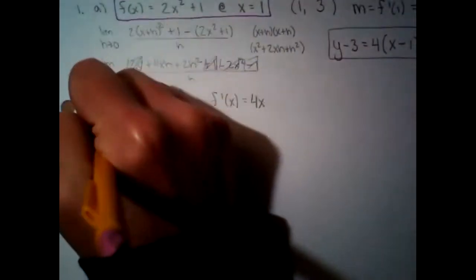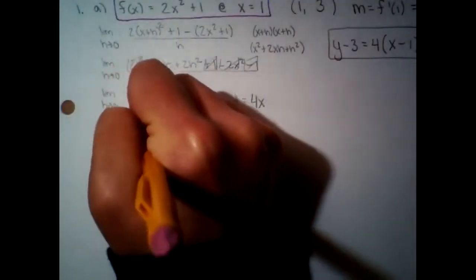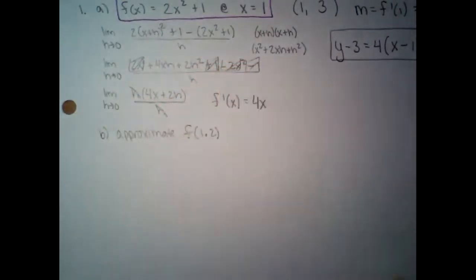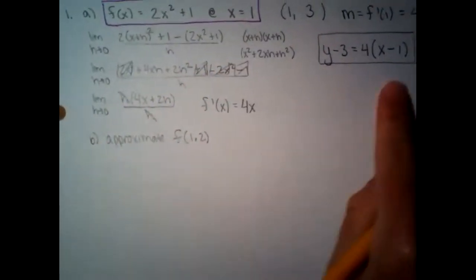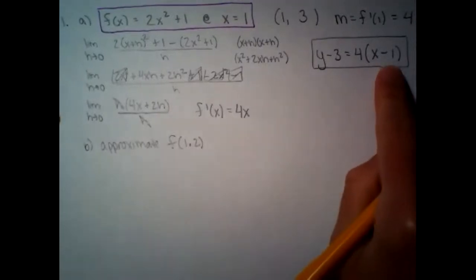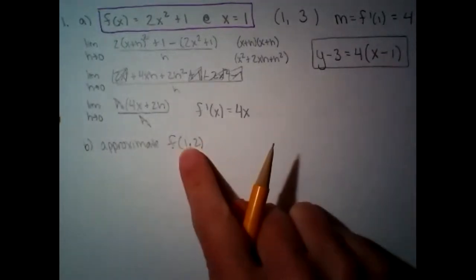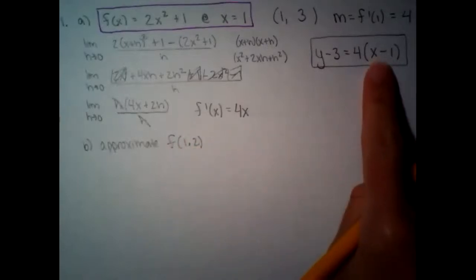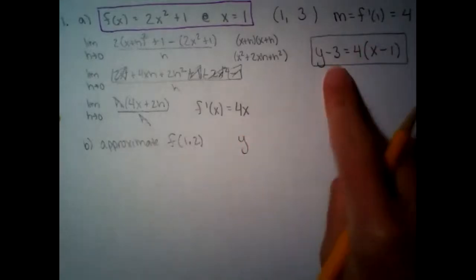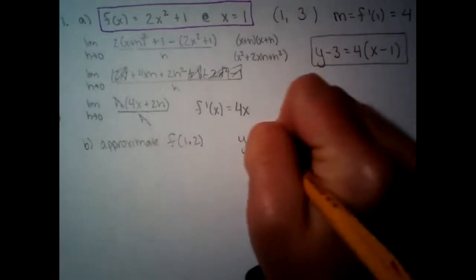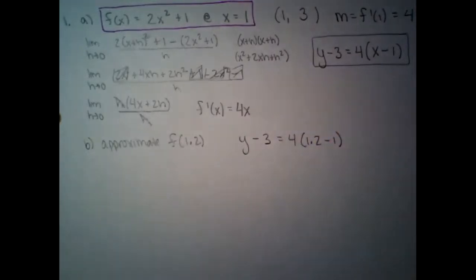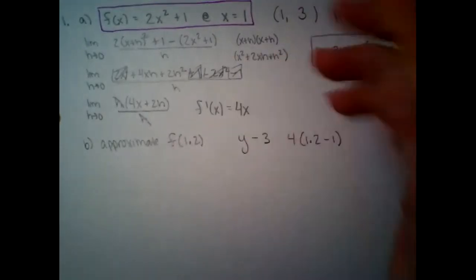So I'm going to call this part B. Let's approximate f of 1.2. So the reason this line is going to work is because I wrote the tangent line at 1, and 1.2 is really close to 1. Now all you have to do is plug 1.2 into the function, or I guess I should say the line, into the tangent line. So all we've got to do is plug in 1.2. Oh, I should use approximately.